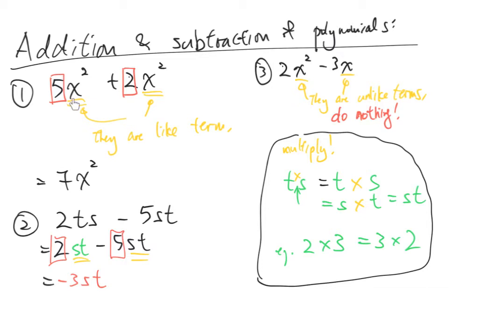So this is an example. Both of them are terms of x squared, so you can add them together. 5 plus 2 becomes 7. Here, TS and ST are like terms because TS can be written as ST. If they are like terms, you can combine their numbers, the coefficients, together. 2 minus 5 is negative 3. If the two terms are unlike terms, let's say x squared and x, then you just do nothing.